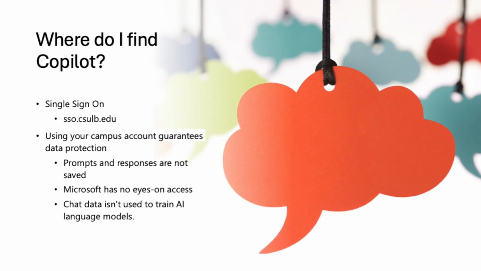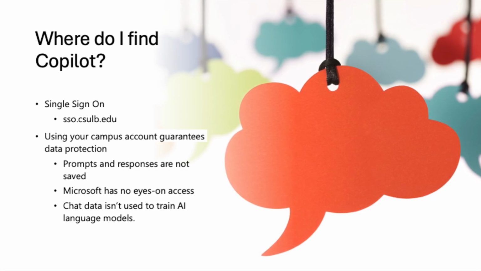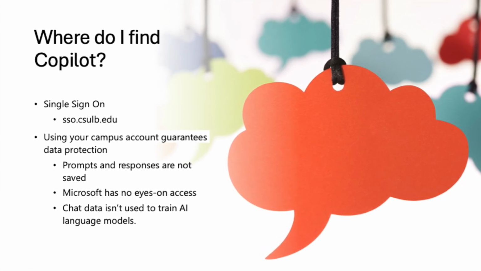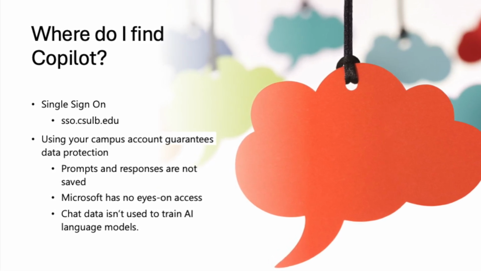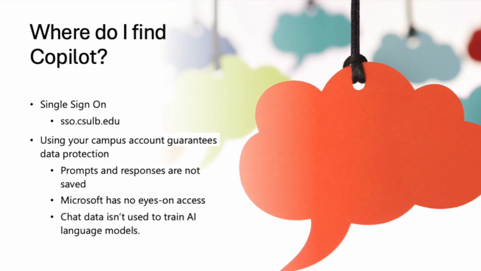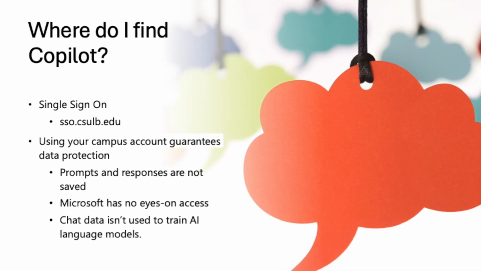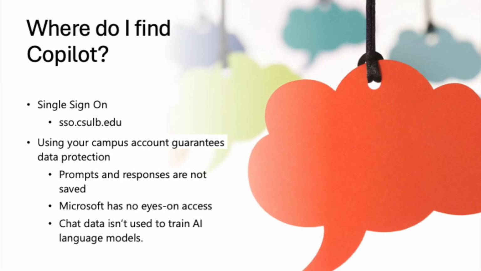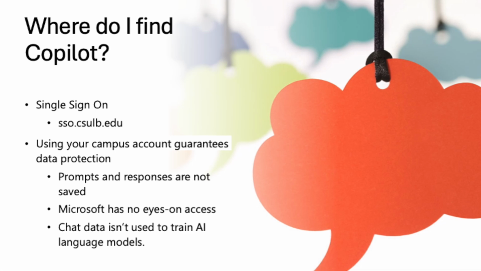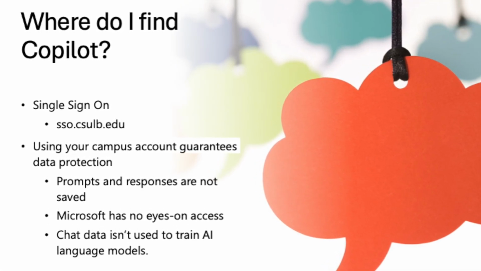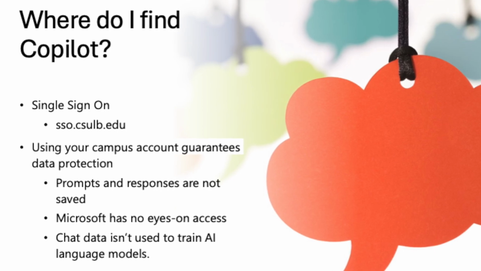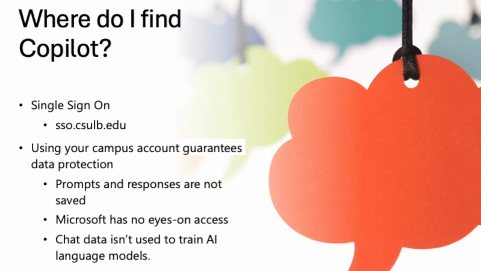There are many ways to get to Copilot, but you'll want to log in to the single sign-on portal. It is especially important to note that when you log in using your campus account, a key feature for CSULB users is that your interaction with Copilot AI is protected, which means your prompts and responses are not saved. Microsoft has no eyes-on access, and chat data isn't used to train AI language models.